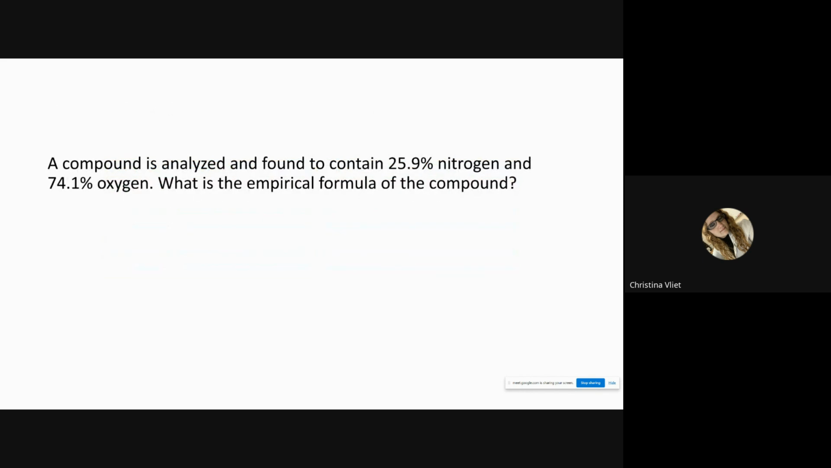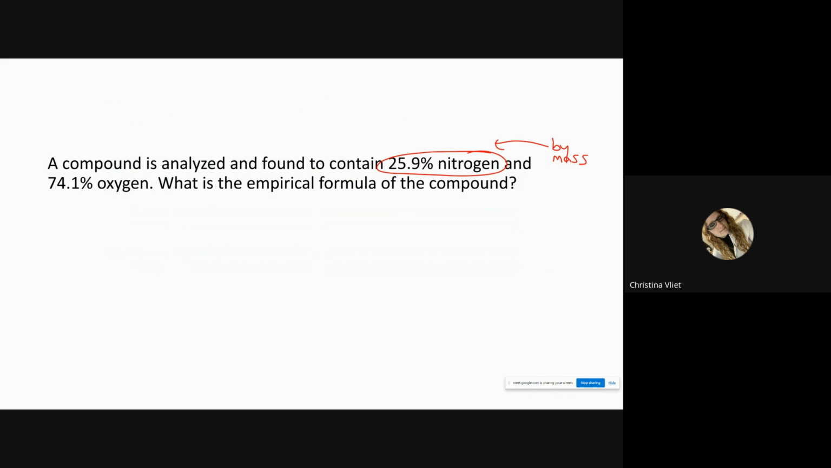A compound is analyzed, probably in a mass spectrometer, and found to contain specifically 25.9% nitrogen, and these percentages are by mass. So to be clear, you're only looking at mass percentages here. 25.9% of all the mass of this compound is nitrogen, and 74.1% of all the mass of this compound is oxygen. And you are asked to figure out what the empirical formula is. We're going to work through the steps and see if we can figure this out.